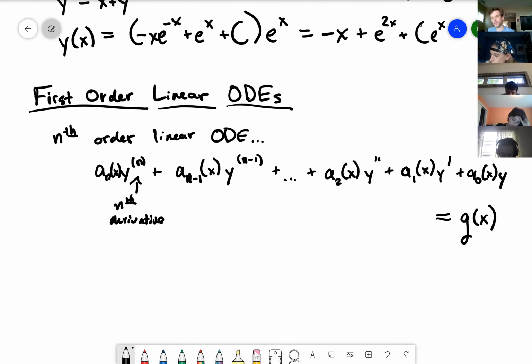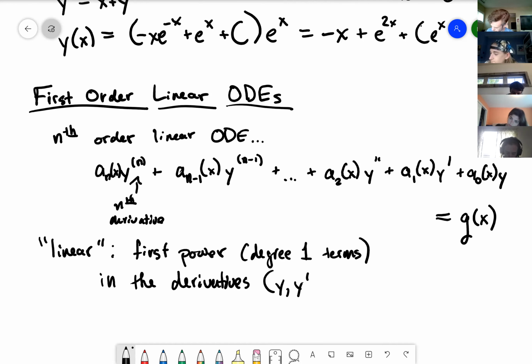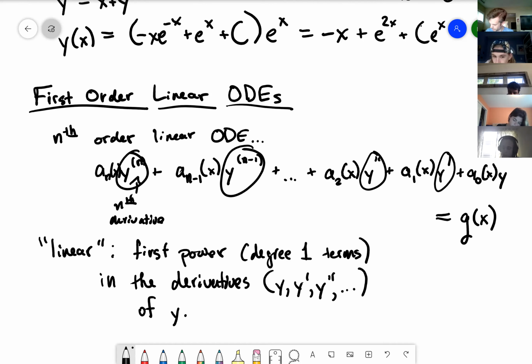Okay. So if it's a linear ODE, it can always be rewritten in this form. And the reason it's called linear is because it only has first powers, degree 1 terms, in the derivatives y, y prime, y double prime, and so on of y. Okay. So there's no y squared, there's no y prime squared, there's no y times y prime, or y triple prime times y double prime, something like that, right? The derivatives of y only appear as degree 1 terms.